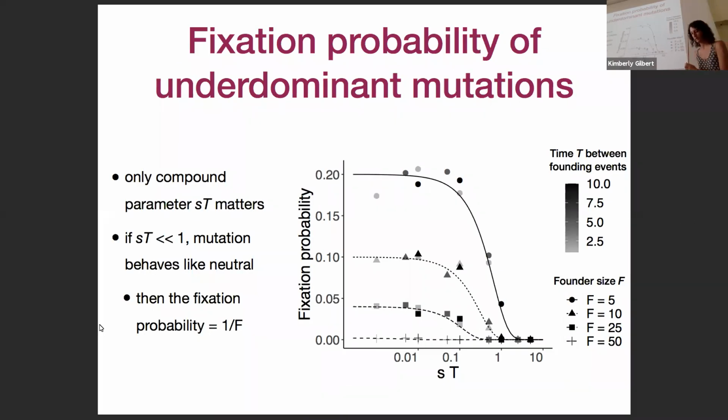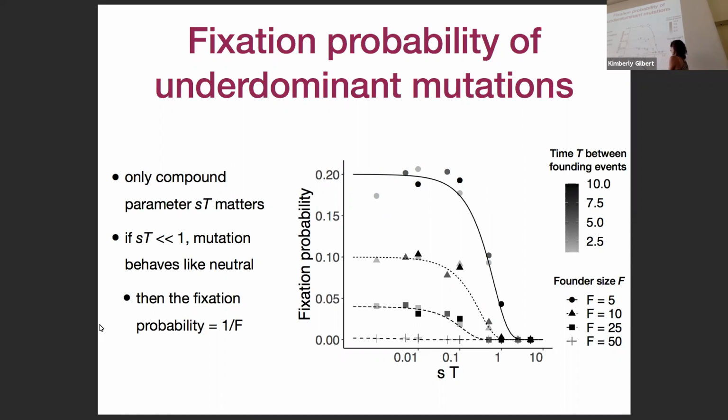Okay, so jumping straight into results then. If we want to understand how likely an underdominant mutation is to fix at the range front, Stefan did some very nice math to explain this process using that discrete founder event model. And so we have here a figure showing the different fixation probabilities depending on the size of this founder event, so this F, and the time between events that you found, and also depending on the selection coefficient S. And so there's 4 different lines here for each different founding population size. And you can see that basically everything to the left of here is kind of a flat line lining up at the probability being 1/F.